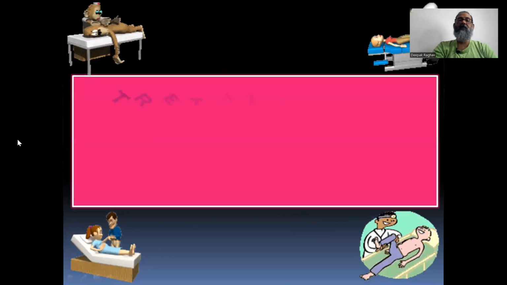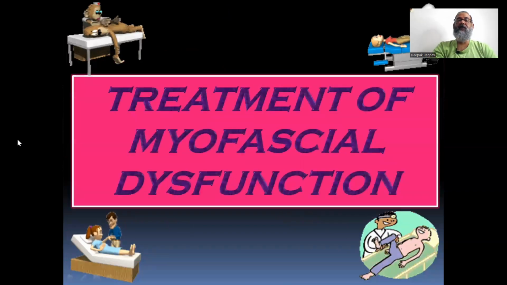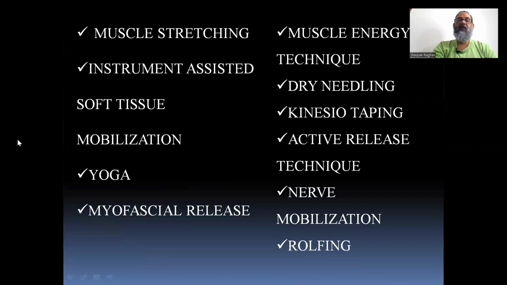So now come to the treatment of myofascial dysfunction. Muscle stretching, instrument assisted soft tissue mobilization, yoga, myofascial release, muscle energy technique, dry needling, kinesiotaping, active release technique, nerve mobilization, and Rolfing. These are the treatments by which we can treat the dysfunction of the myofascia.